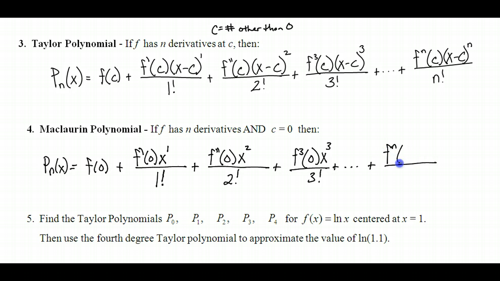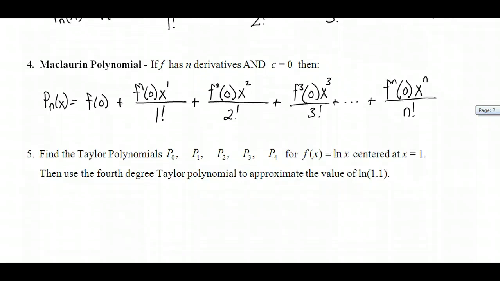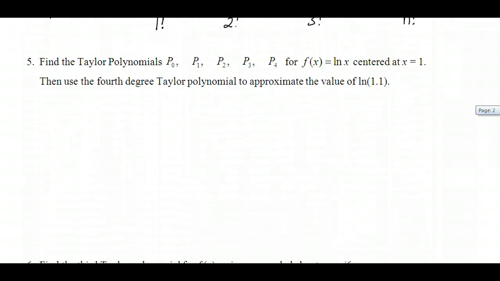So the nth derivative, plug in 0, x to the power of n, divided by n factorial. So much more efficient, and to remember the formulas, after you do a couple, they're really easy to remember. All right, so a couple examples here.